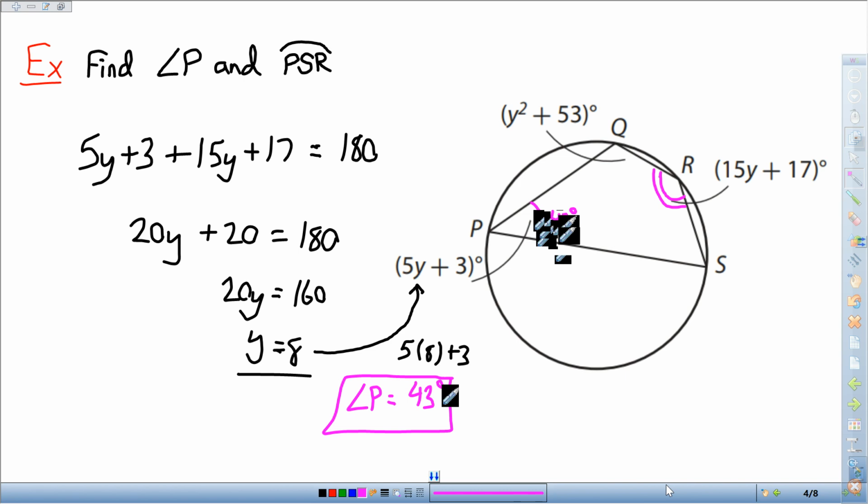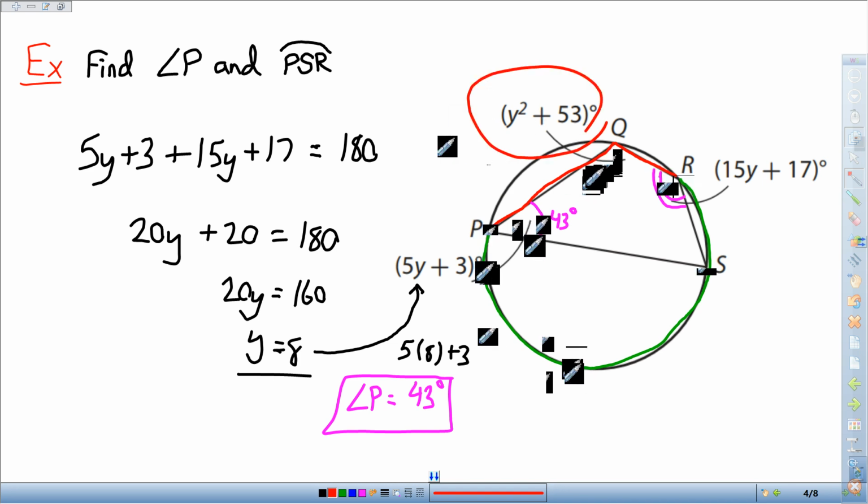Let's see what they want after this. They want the measure of arc PSR. Let me highlight it. That starts at P, goes all the way through S, all the way around to R. That's the arc they want us to find. Here's the theme of the last couple sections: the arc and its inscribed angle. I can see that Q's side lengths touch the endpoints of this arc. The measure of angle Q is half the measure of this arc, or the arc is double the angle.